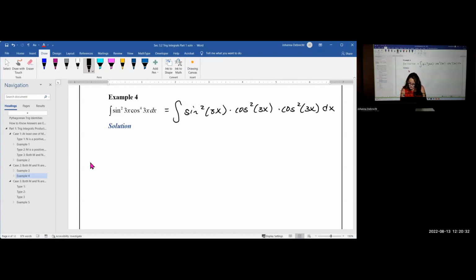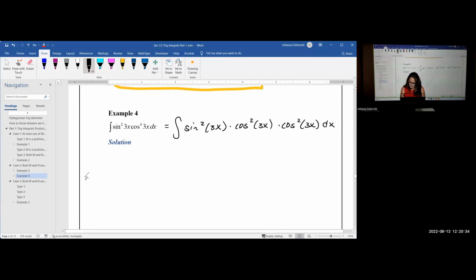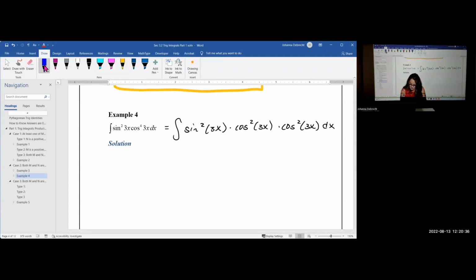So the next thing I want to do, and we'll write our formulas up here in blue so we don't forget them. Sine squared of theta is equal to 1/2 times 1 minus cosine of 2 theta. And then we have cosine squared of theta, 1/2 times 1 plus cosine of 2 theta.